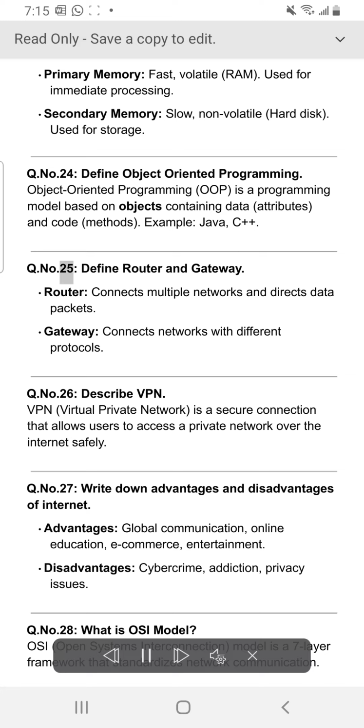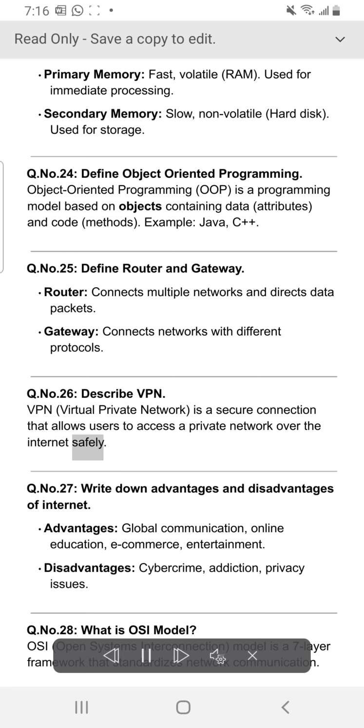Number 25, define router and gateway. Router connects multiple networks and directs data packets. Gateway connects networks with different protocols. Number 26, describe VPN. VPN, virtual private network, is a secure connection that allows users to access a private network over the internet safely.